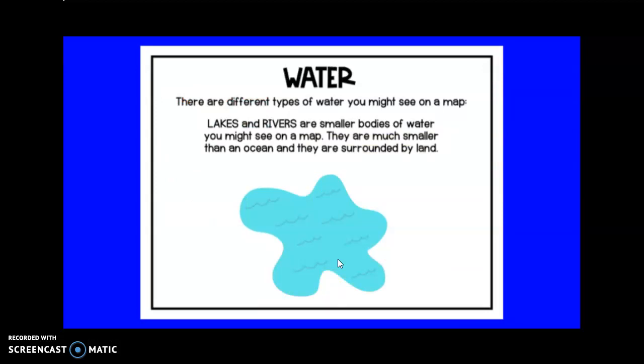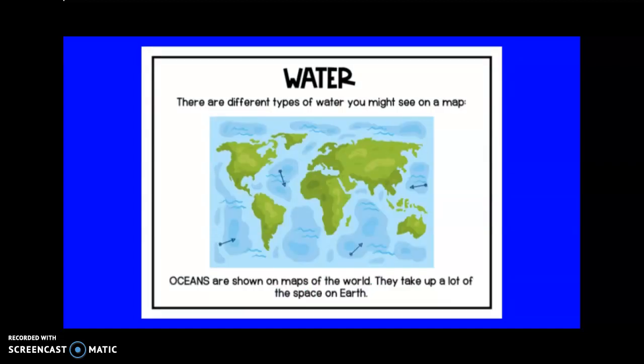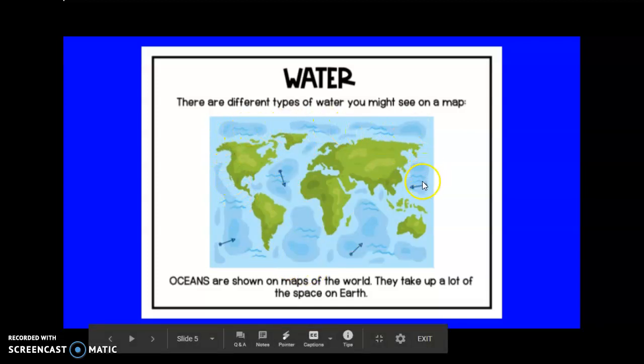Water. There are different types of water that you might see on a map. We have lakes and rivers. These are smaller bodies of water that you might see on a map. They are much smaller than an ocean, and they are surrounded by land. Here are some different types of water that you might see on the map as well. Oceans are shown on the maps of the world. They take up a lot of space on Earth. So all this water here represents oceans.